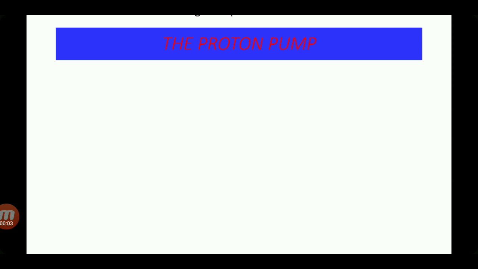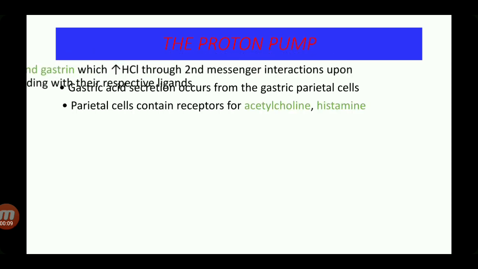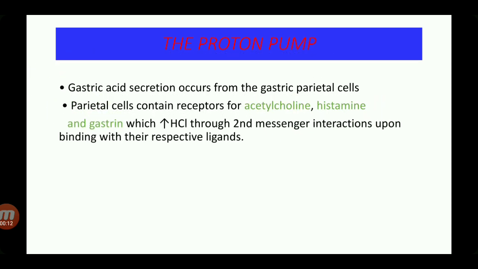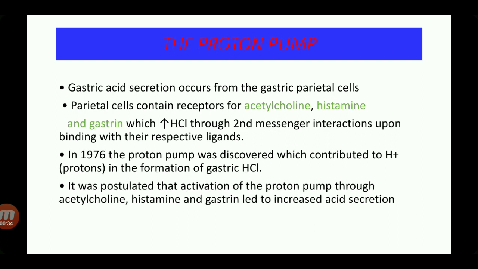The proton pump. Gastric acid secretion occurs from the gastric parietal cells. Parietal cells contain receptors for acetylcholine, histamine, and gastrin, which increase hydrogen chloride secretion through second messenger interactions upon binding with their respective ligands. In 1976, the proton pump was discovered, which contributed hydrogen protons in the formation of gastric HCl. It was postulated that activation of the proton pump through acetylcholine, histamine, and gastrin led to increased acid secretion.